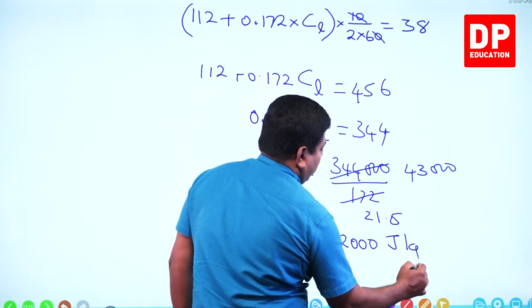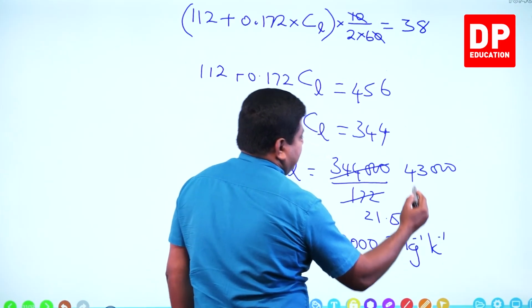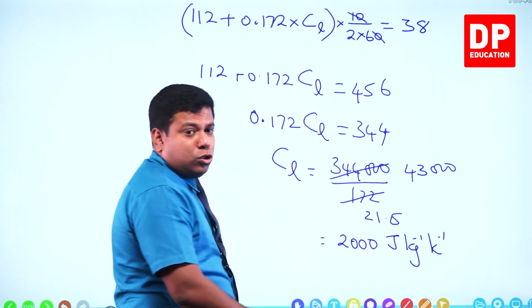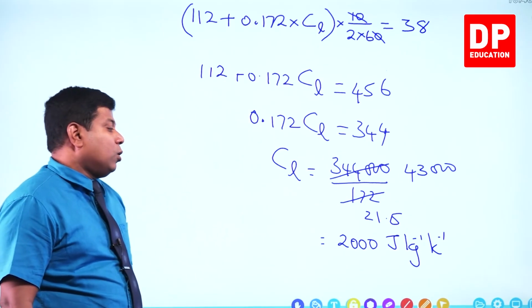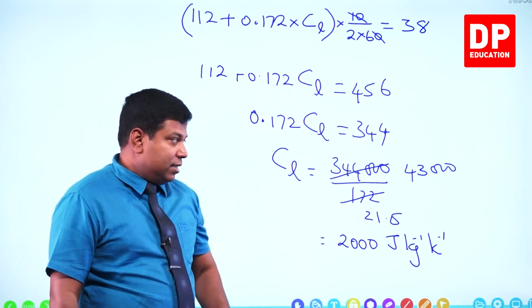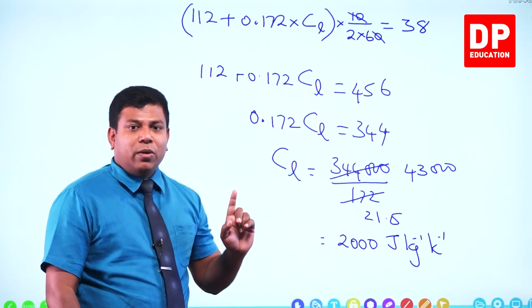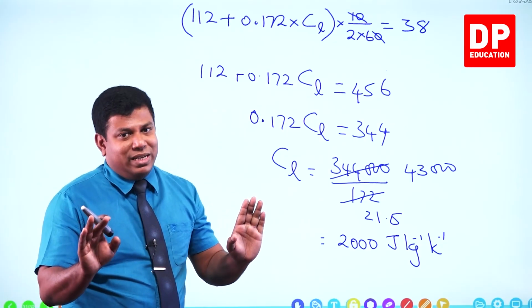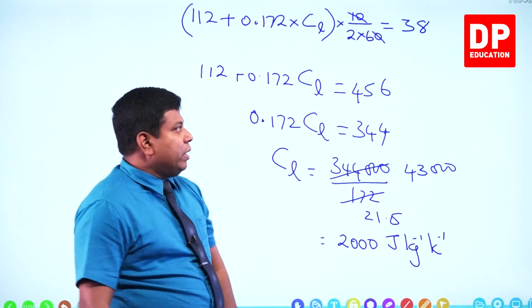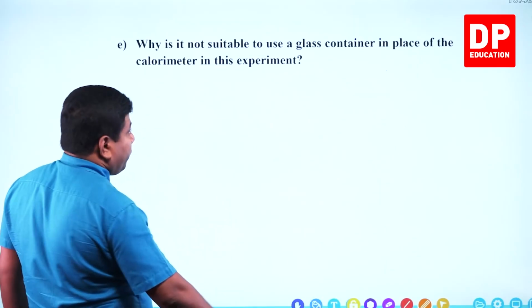So 2000 joule per kilogram per Kelvin, right? 43 into 1000, 43 over 21.5 is twice. So 2 into 1000, which is 2000 joule per kilogram per Kelvin. This is what I told you. In the exam, if you get the same calculation, solving is very simple, not like the numbers we got in the experiment.